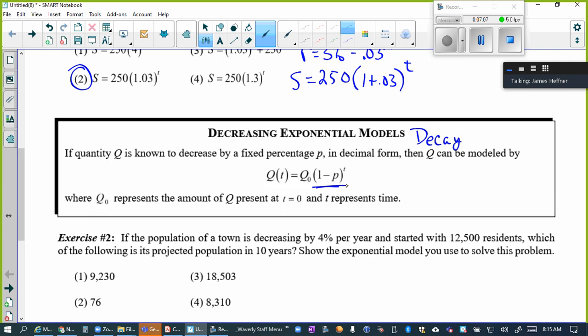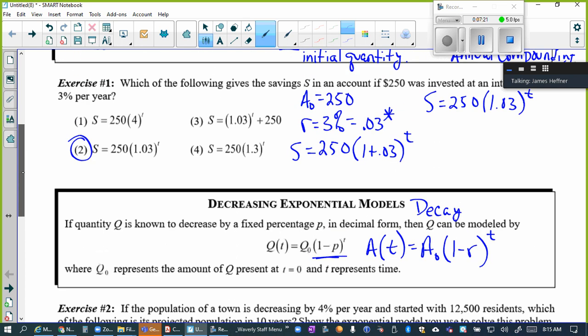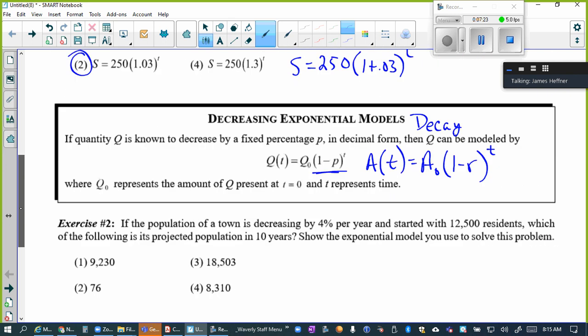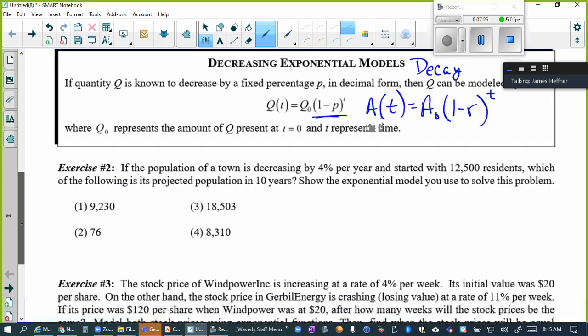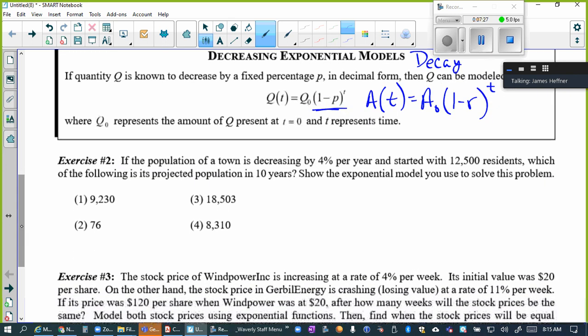Okay, but again, I kind of prefer A of t equals A naught times 1 minus R to the t, R being the rate. Okay, so this would be the decay model. The growth would be 1 plus some rate, and decay is 1 minus some rate. Should be simple enough, right? So let's look at exercise 2.